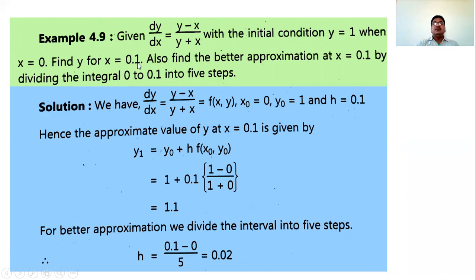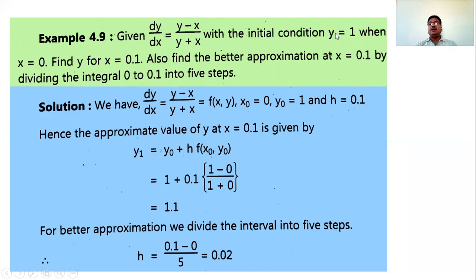What is the question? The y at 0 is given, y0 is 1, and we have to find the value at 0.1. Also find a better approximation at 0.1 by dividing the range 0 to 0.1 into 5 steps. That is, first we find the value of y at 0.1 without dividing the interval, directly taking 0 to 0.1 as one interval, that is, take h as 0.1 in the first method of the example.